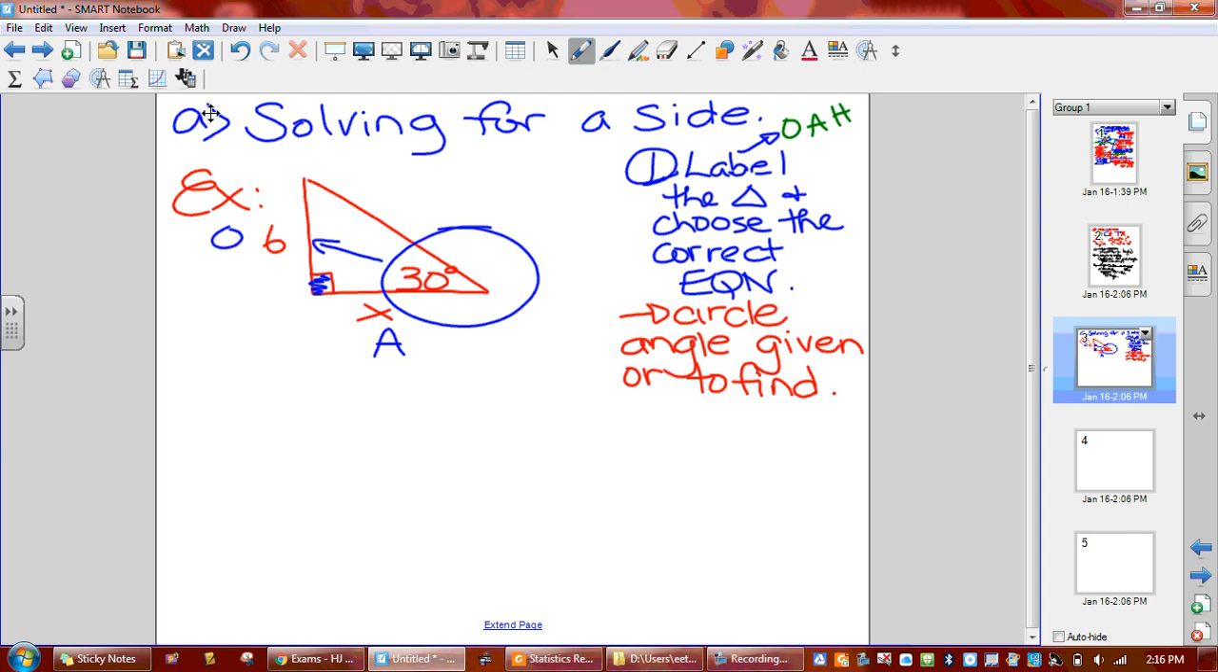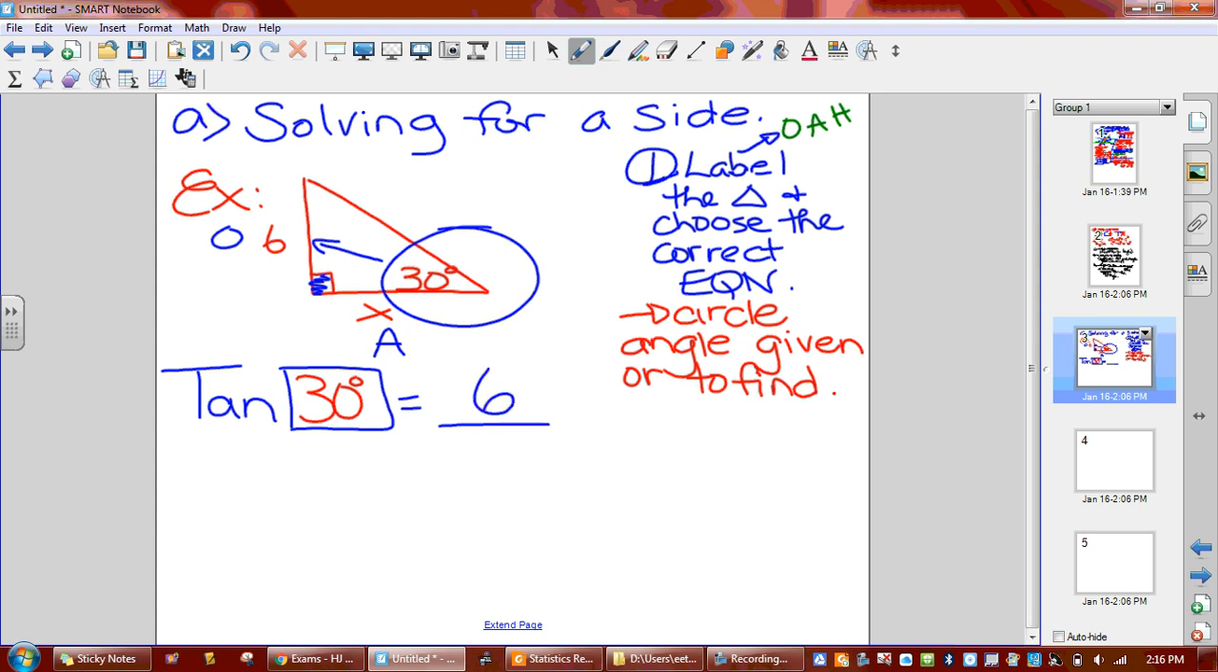I don't have a number on my H leg, I'm not asked to find it, so I have O and A. So when I look at my SOHCAHTOA equations, I find I use tan. I write tan of my angle. The angle always goes next to the word sine, cos, or tan. So I put my 30 degrees there, equals the fraction. I put my O leg on top of my A leg, because that's what my equation tells me. So I've got 6 on top of X.